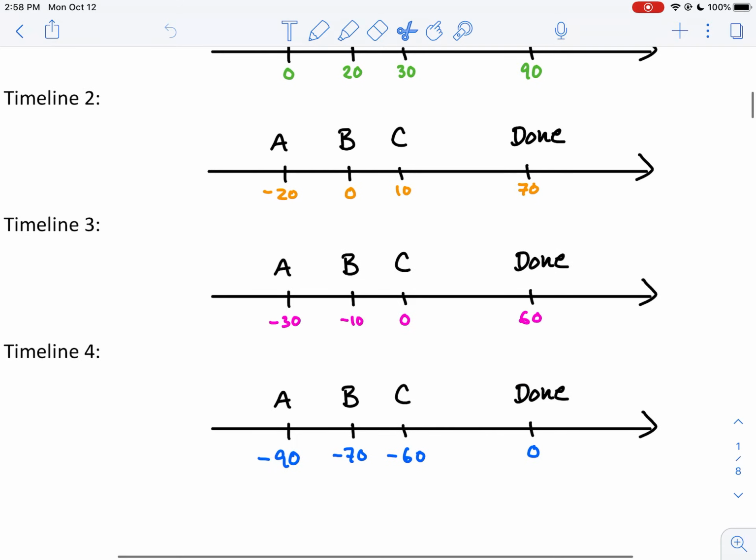In the next frame of reference, we're saying that Cade left at time 0. So that means that Amy left 30 seconds before Cade, so she's time -30. Bill would be time -10, and they would have finished at time 60. Right, 60 seconds after Cade left, or 70 seconds after Bill left.